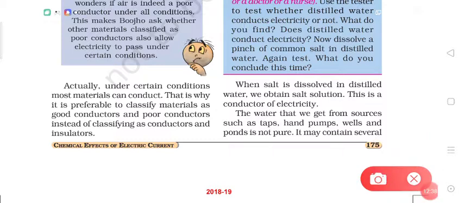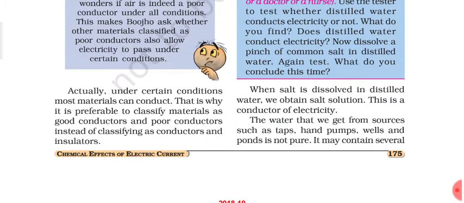Right, so here we have seen that on adding salt into distilled water, it becomes a very good conductor of electricity. Are there some other substances which, on adding into the distilled water, may make it a good conductor of electricity? Let's see this.